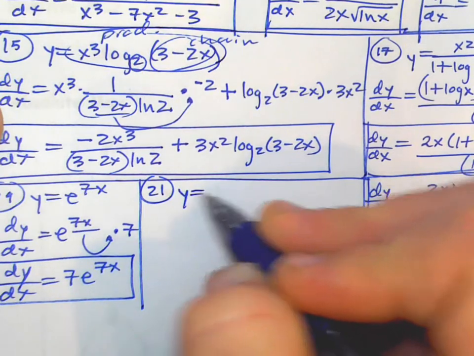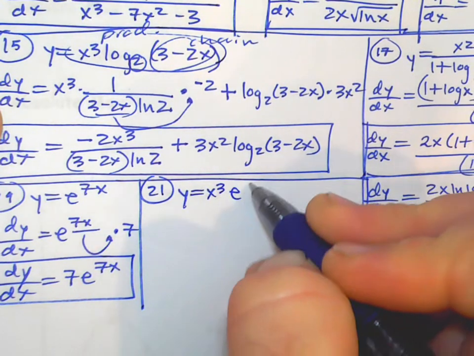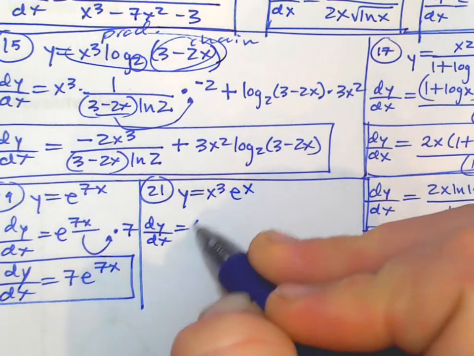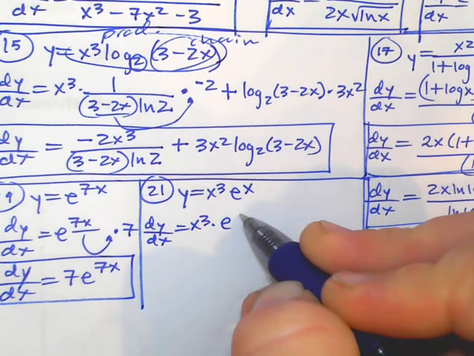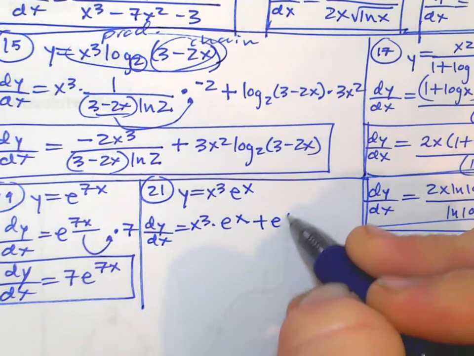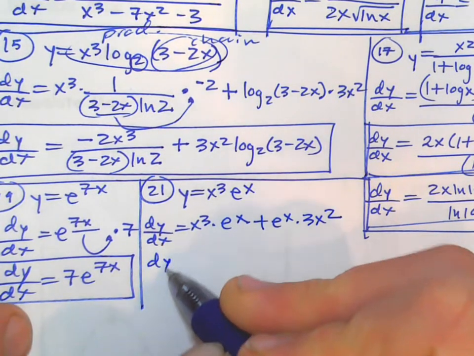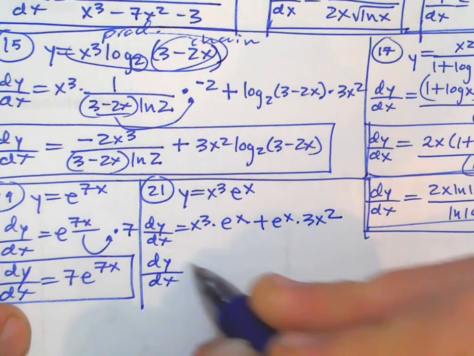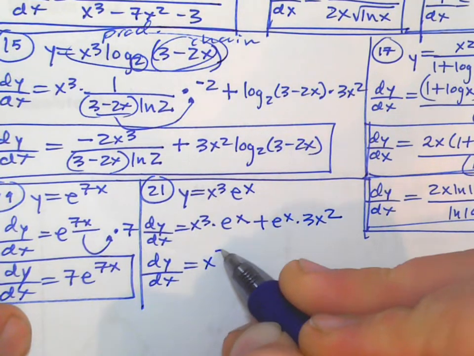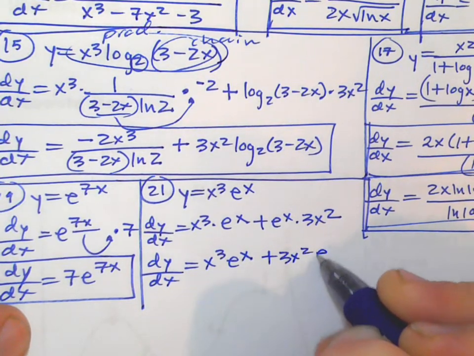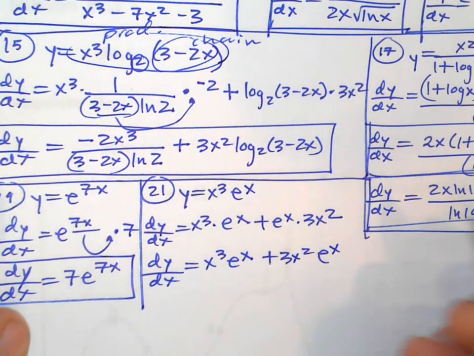21, y equals x cubed e to the x. You definitely need a product rule here, okay? So we're going to do x cubed times derivative e to the x is just e to the x, plus e to the x times derivative x cubed is 3x squared. Final answer, dy dx equals x cubed e to the x plus 3x squared e to the x. Probably be the way I would do it.